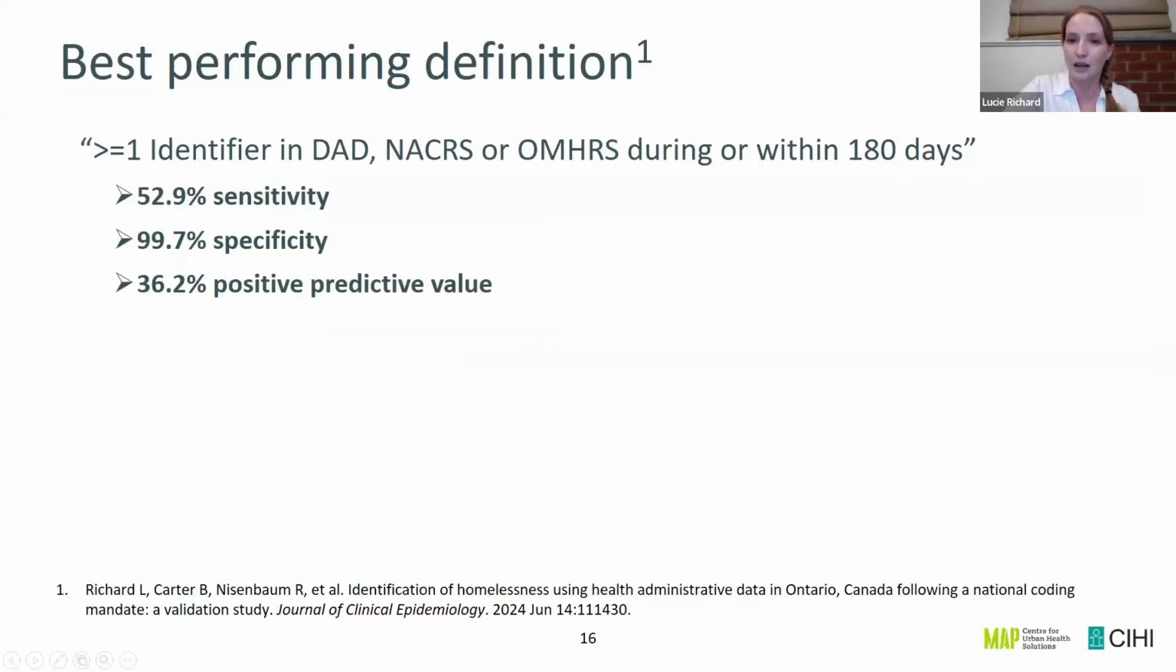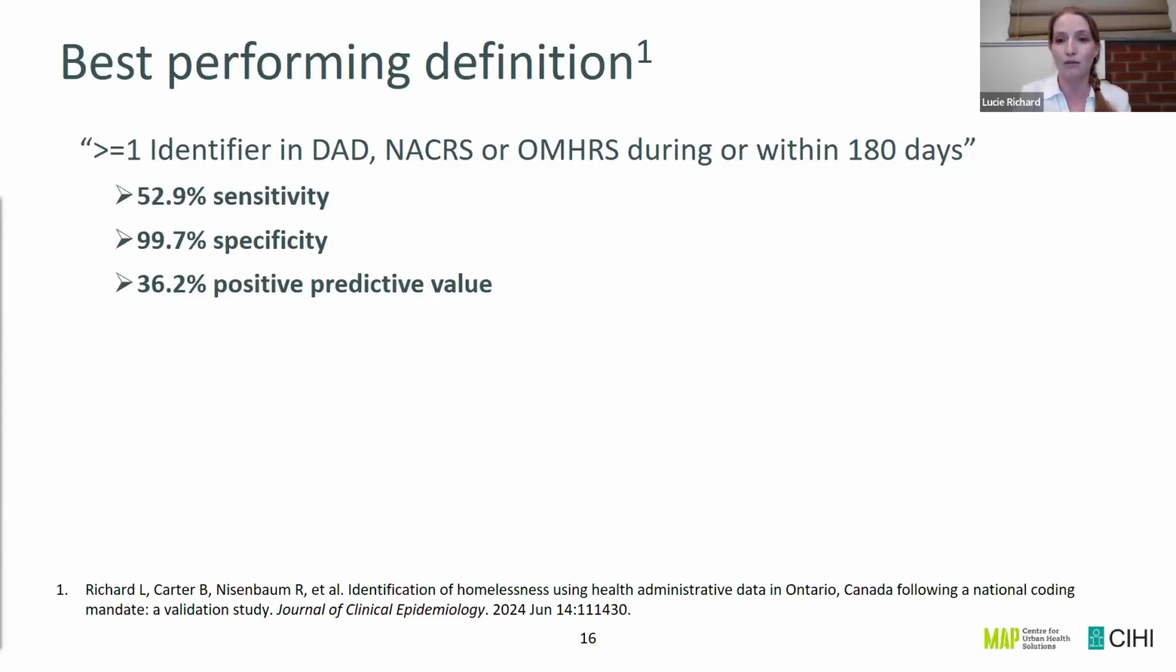So that's validity in a quick nutshell. In the post-mandate study, which we'll mostly discuss from here onwards, we assessed a total of 42 different case definitions that differed on the basis of several factors, like which indicators we assessed or which databases we considered. In Ontario, where these validations occurred, we have access to CIHI-managed databases like DAD, which is hospitalizations, NACRS for emergency department care, and also OMERS, which is specific to Ontario and includes psychiatric inpatient care.